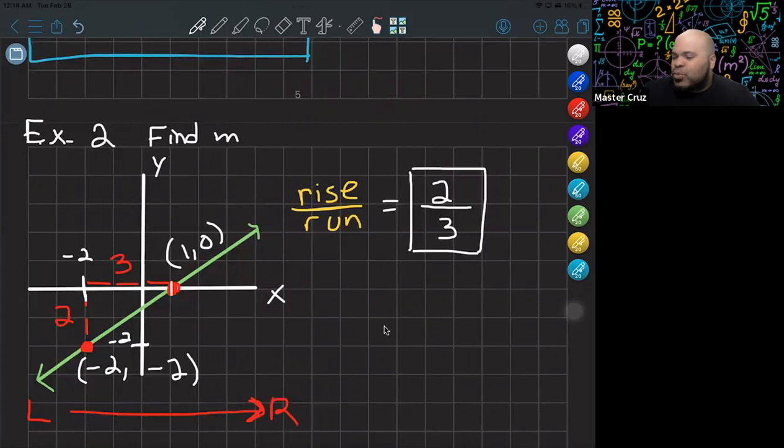This is the point just 1. And we can move up or down, so it's 1, 0. If you use the slope formula with these 2 points, you should get 2/3 back. So go ahead and check it, see if you get that.